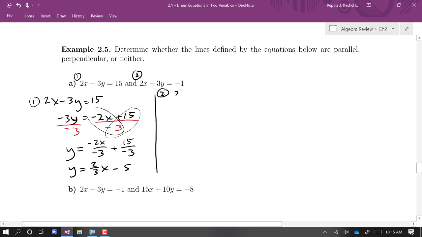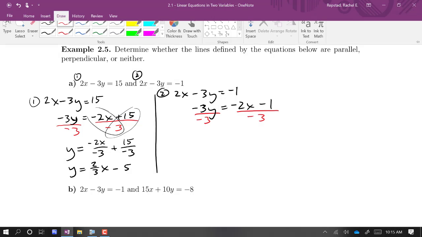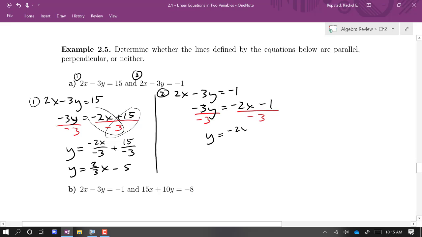So there's the slope-intercept form for the first equation. For the second equation, 2x minus 3y equals negative 1, if I subtract 2x from both sides, I get negative 3y equals negative 2x minus 1. Dividing both sides by negative 3, negative 2x over negative 3, and this will be minus 1 over negative 3. This gives us positive 2/3 x plus 1/3. Now these slopes are equal. They're both positive 2/3, so that means that these lines are parallel.